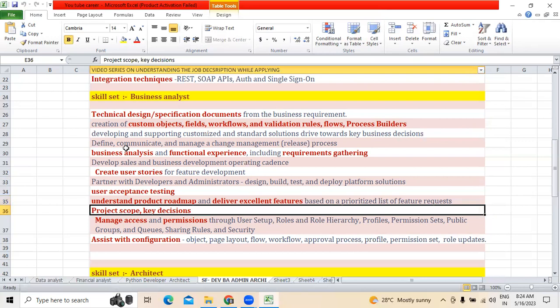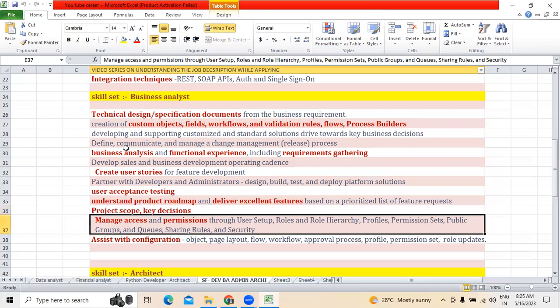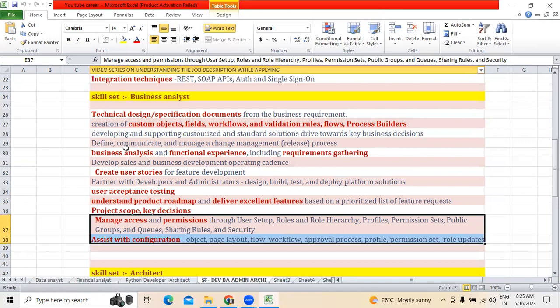Next, project scope and key decisions experience is required. You need to understand the scope, define it, and write the scope of the project, followed by the key decisions. At the same time, you need to manage access and permissions, because this is where, as I told you, administrative experience is needed. These are the two major areas where, being a BA, you need to have some kind of administrative experience.